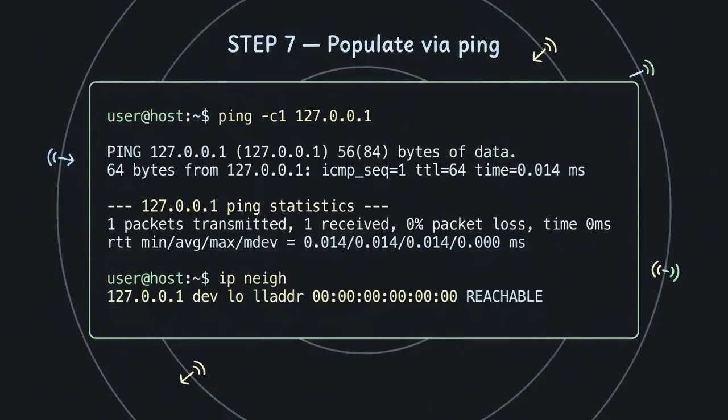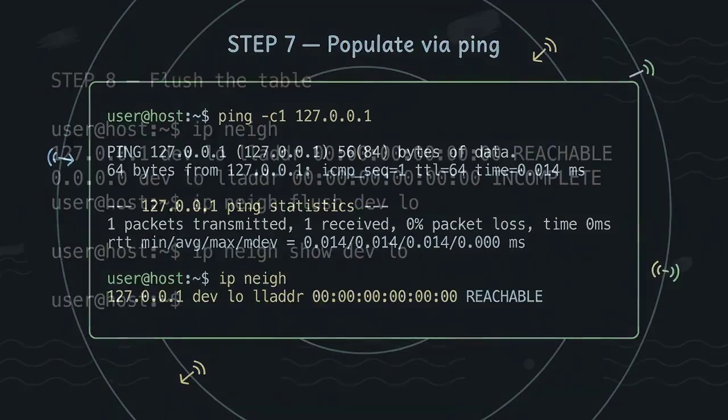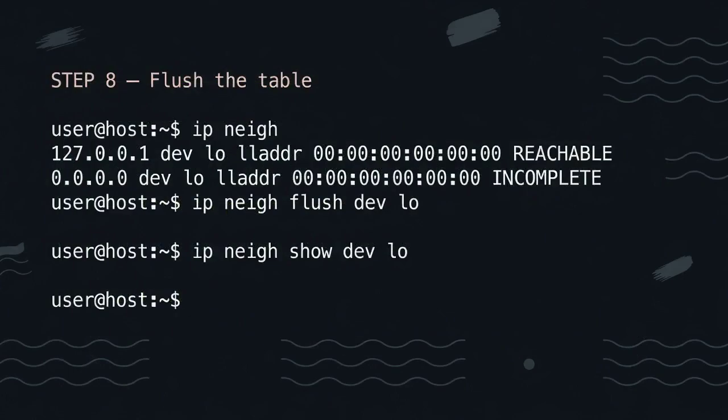Now we populate the table. ping -c1 127.0.0.1 sends a single ICMP echo to the loopback address, which forces the kernel to resolve and install a neighbor entry. After the ping, the table now contains a fresh reachable record for 127.0.0.1 on lo. The kernel may also create a 0.0.0.0 placeholder entry for the unspec destination on some configurations.